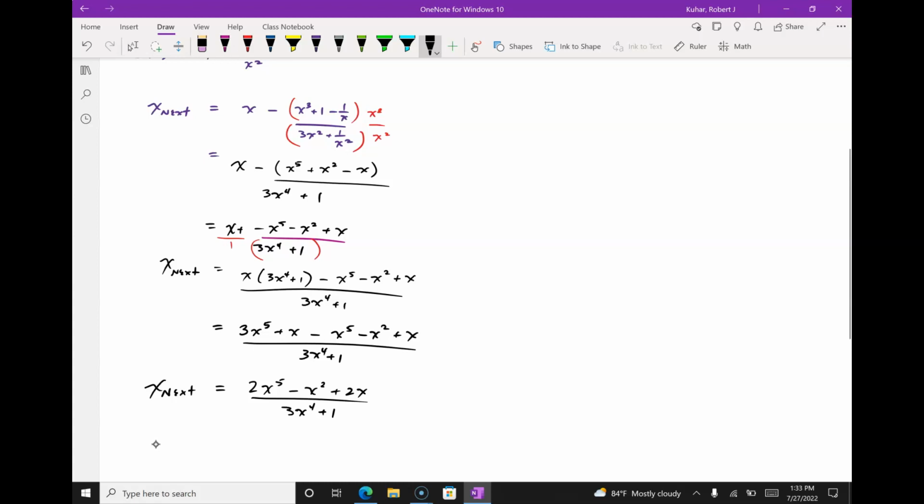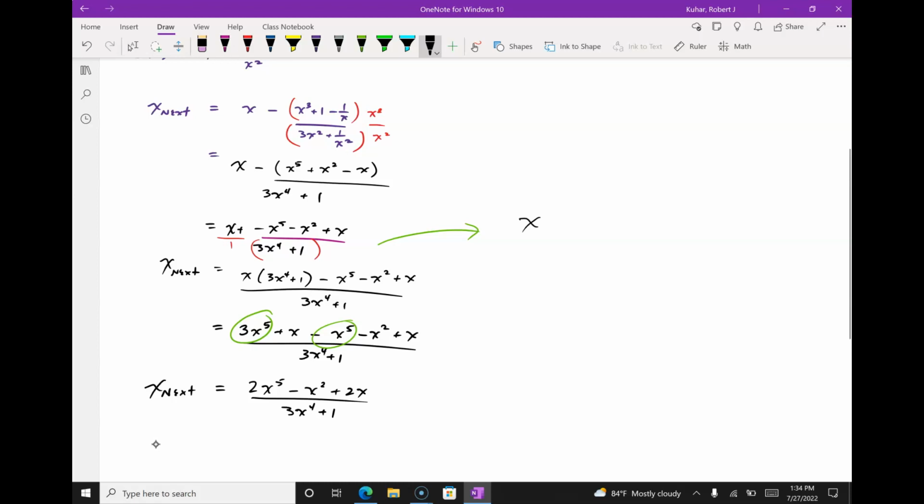Three x to the 5th minus x to the 5th. What? I multiplied it, right, by x. So I kind of skipped a step here.